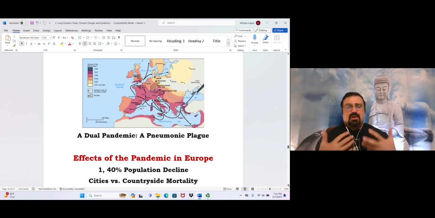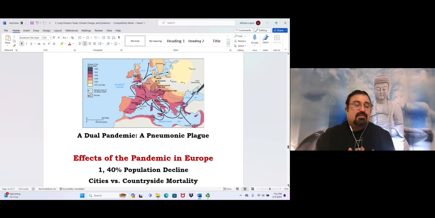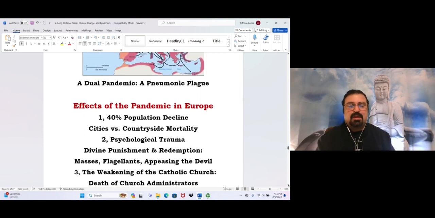And that was also, again, a result of the compromised immune systems caused by this malnutrition. So while some people were dying from the Black Plague, others were dying from the pneumonic plague, which was transmitted more through the air. So we have a dual pandemic that was taking a heavy toll on the European population. Once again, it is estimated that 40%, and some scholars indicate even 50%, of the European population died, from 75 million. So it was a great reduction of population.